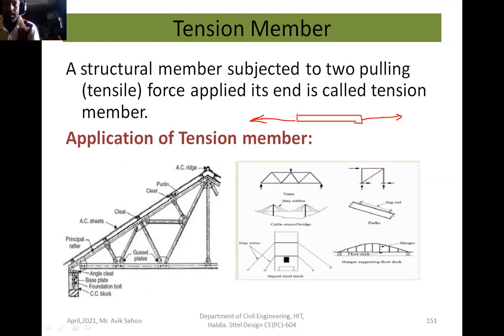Now in a tension member, you see that a structural member subjected to a pulling force applied at its end is called a tension member. When the forces are acting outward from the end, they create tensile forces and tensile stresses in the member. Those members are called tension members, and due to this force the elongation takes place.